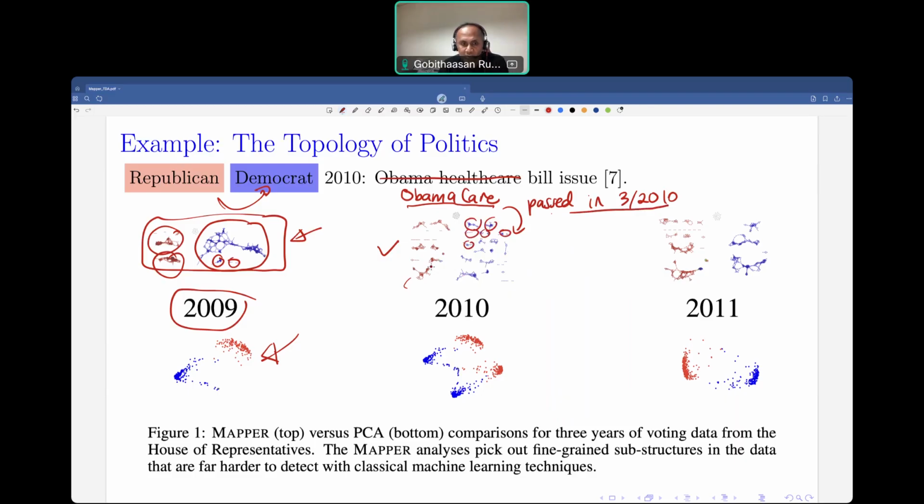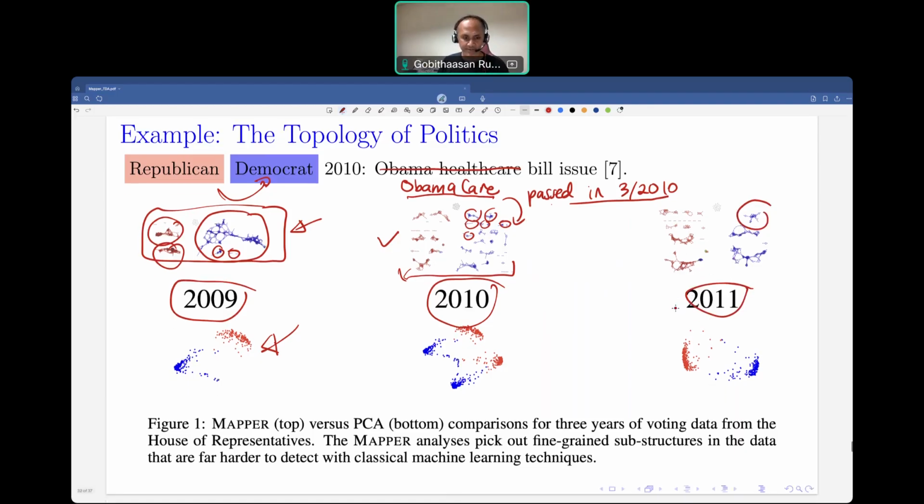So both the parties were probably having different ideas. In fact, within the party, they were having very different ideas. So it broke down into many smaller connected components. Yes, in 2010, when Obamacare was introduced. In 2011, it was like that as well. But of course, in 2011, like more agreeable parties, so lesser connected components. So this is how you can take your data and then do inference, right?